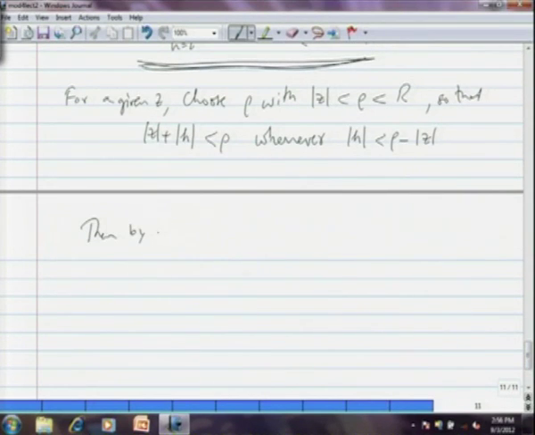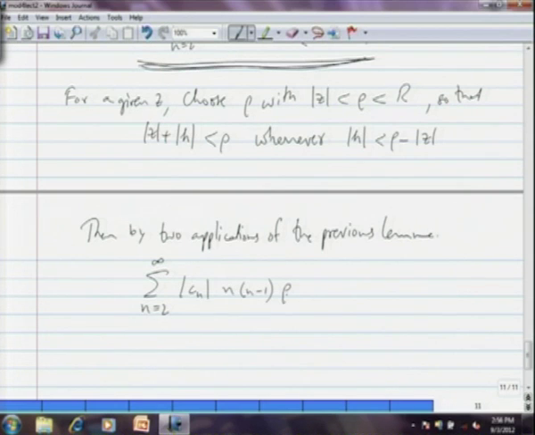by two applications of the previous lemma, of the lemma that we have proved, okay, sigma n equals 2 through infinity modulus of C n times n times (n minus 1) rho power n minus 2, okay, has the same radius of convergence, okay, converges to a constant, okay, and it is important that that constant is independent of h, a constant independent of h.